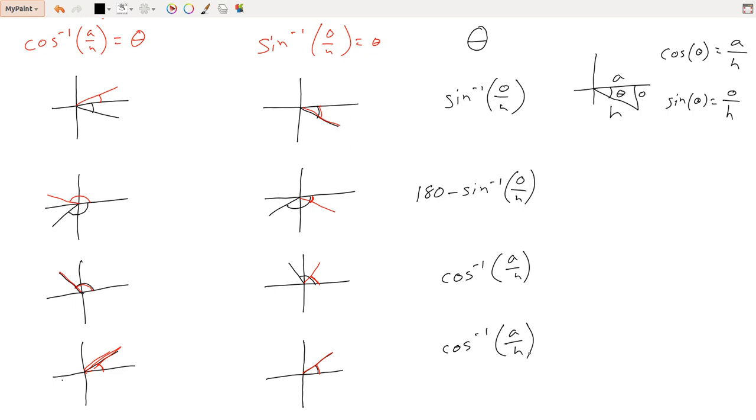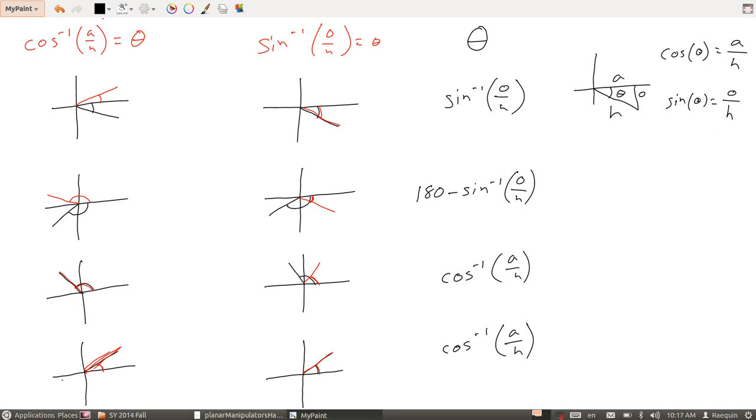So this is just a tiny topic on using the inverse trig functions to find out an angle. And we'll see in the next video more how to use this for the application of robot kinematics.